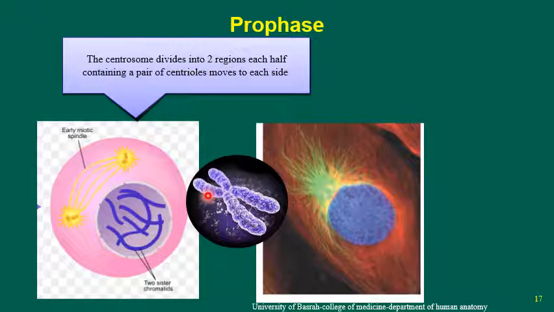The other feature: the centrosome divides into 2 regions, each half containing a pair of centrioles, and they move to each side. Microtubules assemble from the tubulin building blocks in the cytoplasm to form spindle fibers near the centrioles and project in all directions. Some of them end blindly, and others are called aster fibers, and others known as spindle fibers project toward the invisible line called the equator.